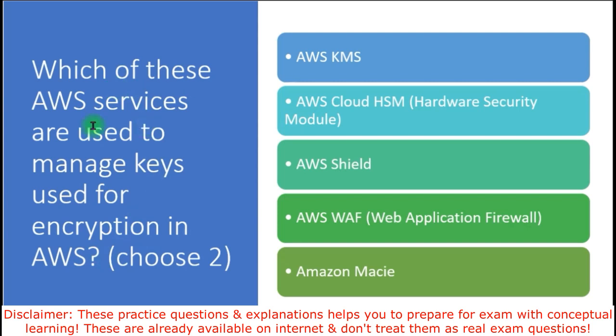In this question, they are asking which of these AWS services are used to manage keys used for encryption in AWS. We need to choose two options out of these. The options they are giving are AWS KMS, AWS CloudHSM, AWS Shield, AWS WAF, that is Web Application Firewall, or Amazon Macie.